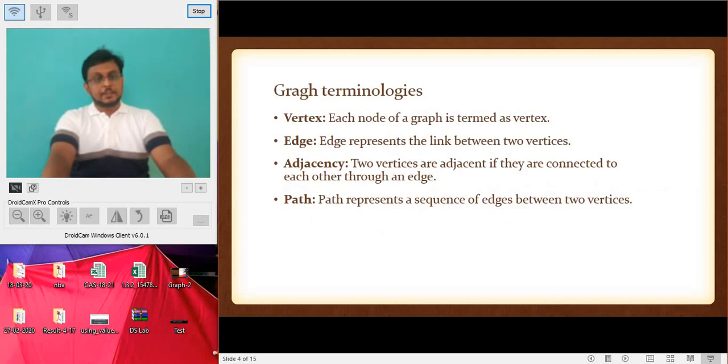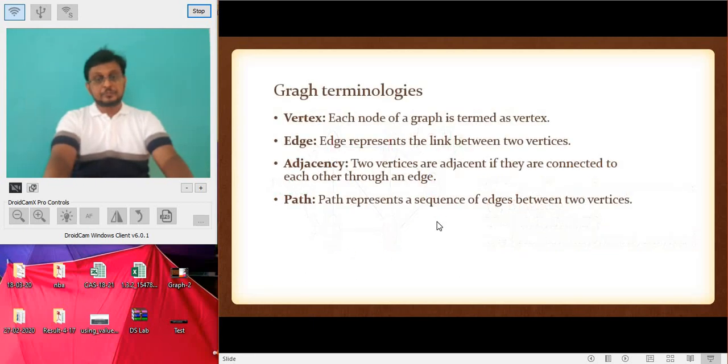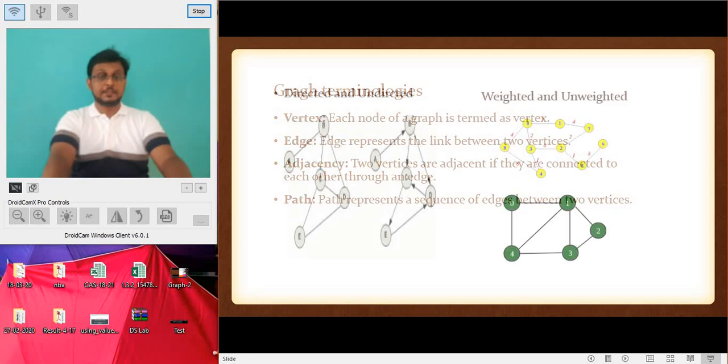Another concept is the path. A path represents a sequence of edges between two vertices. For example, in this case, consider the path between C and E. Moving from C to E, we have to follow the edges CD and DE. So the path between C and E is CD and DE. That means a path represents a sequence of edges between two vertices.